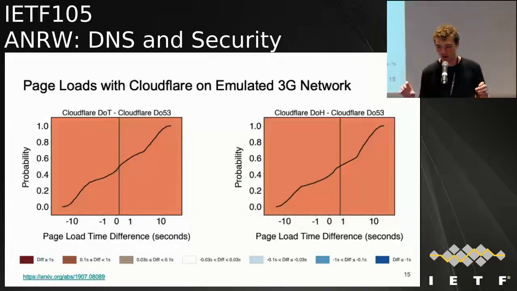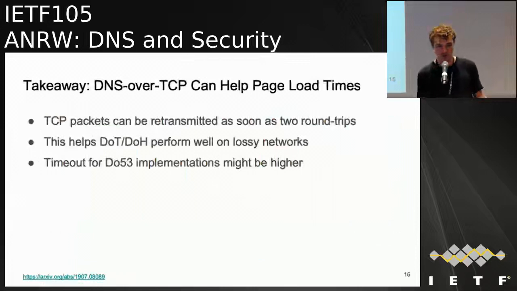And now, this is an emulated 3G network. So now both DoT and DoH are over 100 milliseconds slower than DO53. Again, to remind you of the conditions for an emulated 3G network, we added 150 milliseconds of additional latency, 8 milliseconds of jitter, and 2.5% packet loss. So now the conditions have become so dire that both DoH and DoT are significantly slower than DO53 in terms of page load times. So what does this mean, putting this all together?